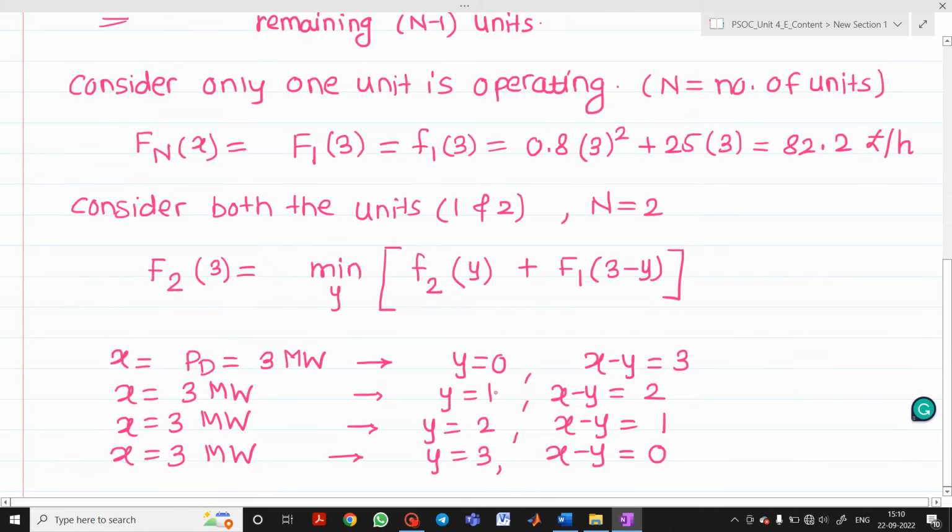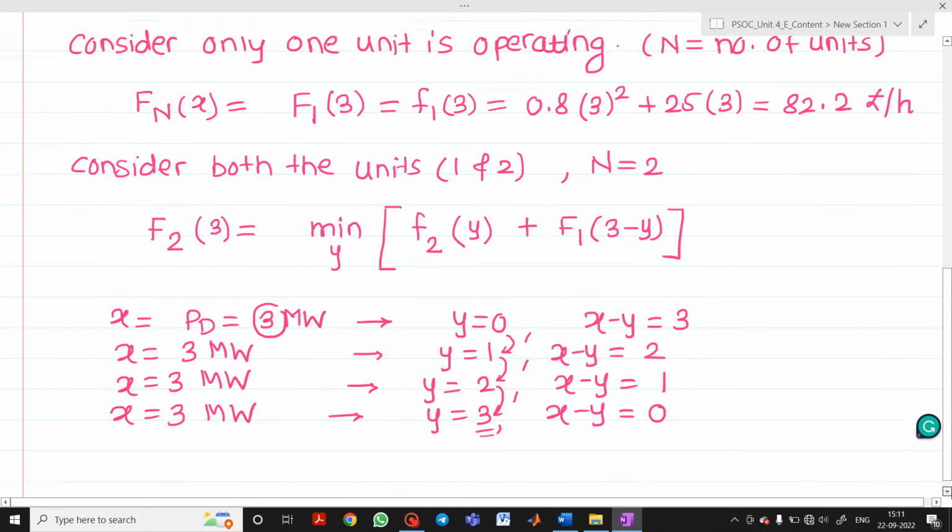Now why we did like this? Because it is mentioned that your load is going to be increased with a step of 1 megawatt. So if the y is the unit which handles 0 megawatt, then x will handle 3 megawatt. X minus y will be equal to 3. Likewise, if the y is incremented by 1 up to your total demand is 3. So that's why we did this only up to a point 3.